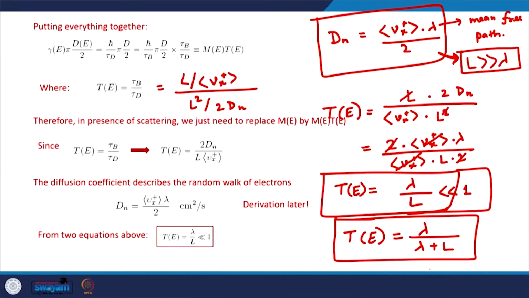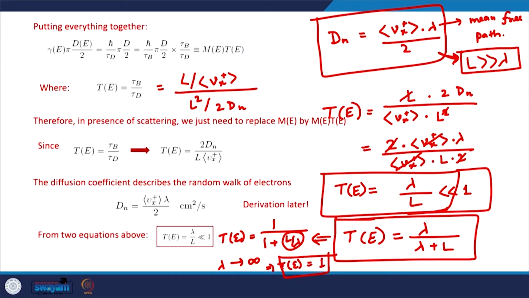Okay, because in the ballistic case this lambda tends to infinity. So let me rewrite this expression for Te. This Te can be written as 1 by 1 plus L by lambda. In the ballistic case, lambda tends to infinity, which makes this second term tend to 0. So this means Te is equal to 1.